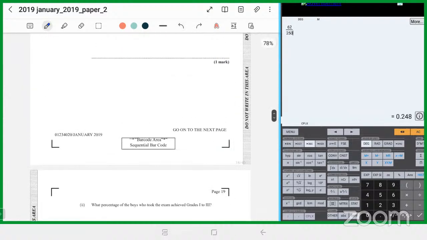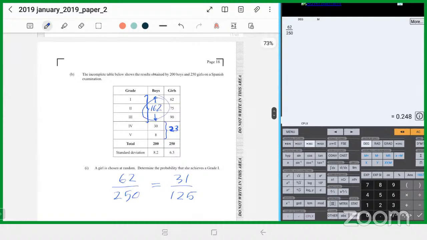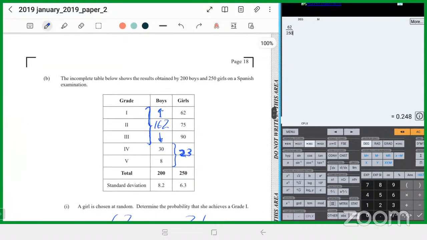So remember now, grade 1 to 3 is 162. We worked out already. See it? 1 to 3 is 162. They didn't show, so we have to work it out. And it's out of 200 persons. We want a fraction of 162 out of 200 persons. So it's 162 over 200, which becomes 81 out of 100. So it becomes 81%, right?